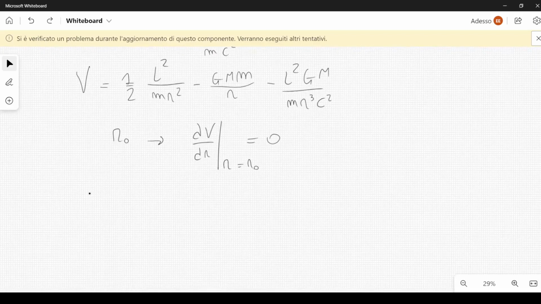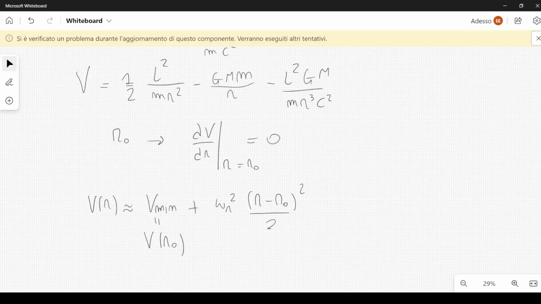So we can expand the potential in powers of r minus r0. And in particular, we are going to rewrite it as approximately equal to V minimum. And this V minimum is the minimum potential that we have at V of r0. So this is V of r0 plus omega r squared times (r minus r0) squared over 2 times the mass m. So we have another angular frequency here, which is omega r. You can think of this as a definition, but this is the frequency of the oscillation of the radius of the orbit.